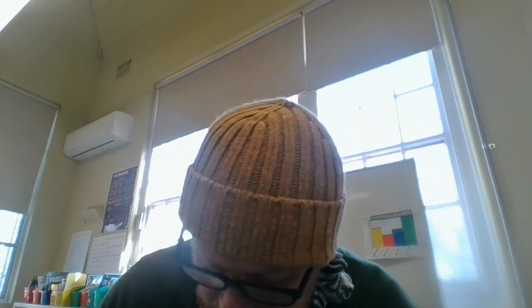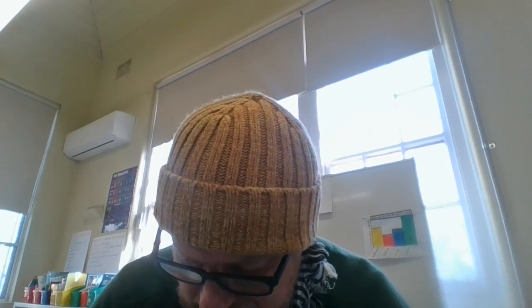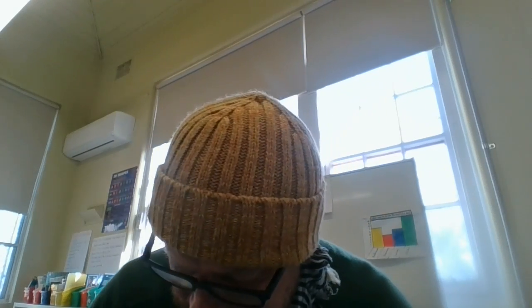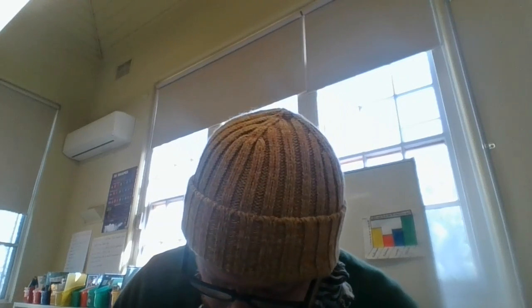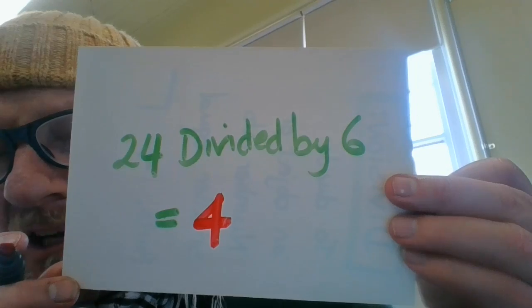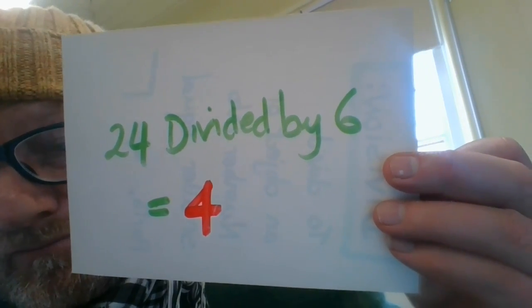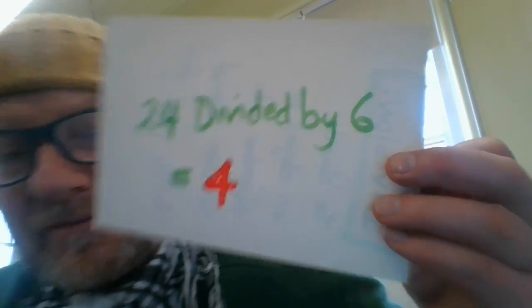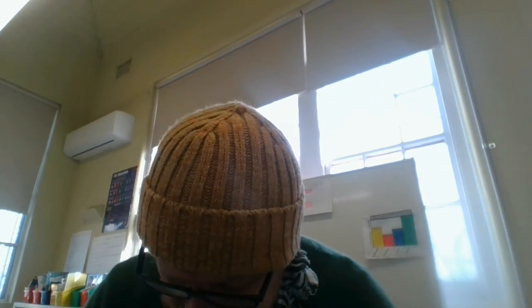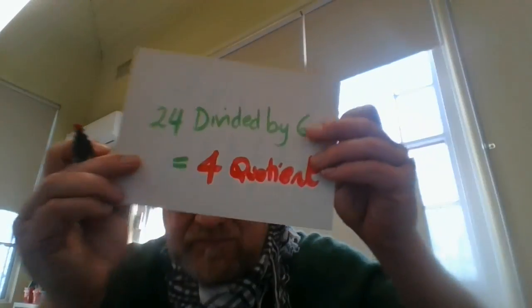So, 24 divided by 6 equals 4. 24 divided by 6 equals 4. Now, which number is red? The 4. So what is that? That is the quotient, or answer. The quotient.